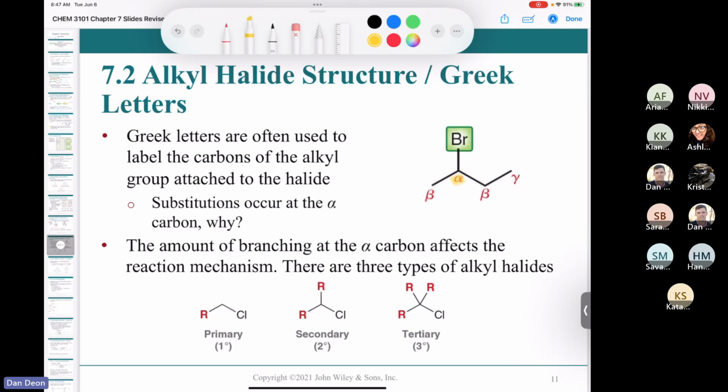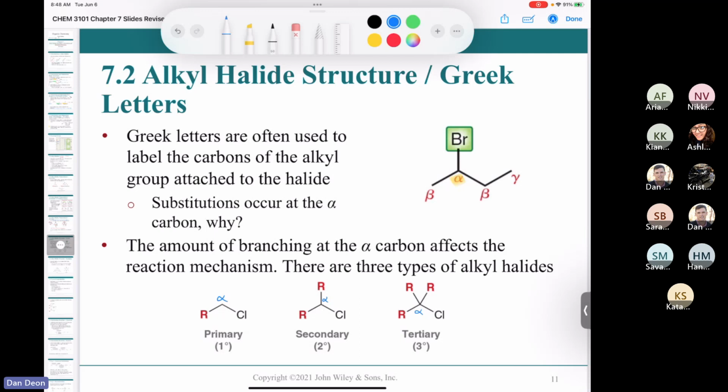So it says here that the amount of branching at the alpha carbon is going to help dictate the reaction mechanism. Is it going to be an E1, E2, SN1, SN2? And there are 3 types of alkyl halides you need to be aware of. The first one is if you have only one group attached to your alpha carbon, we call that a primary alkyl halide. If you have 2 R groups attached to your alpha carbon, we call that a secondary alkyl halide. And if you have 3 R groups, then we call that a tertiary alkyl halide. So primary, secondary, and tertiary.